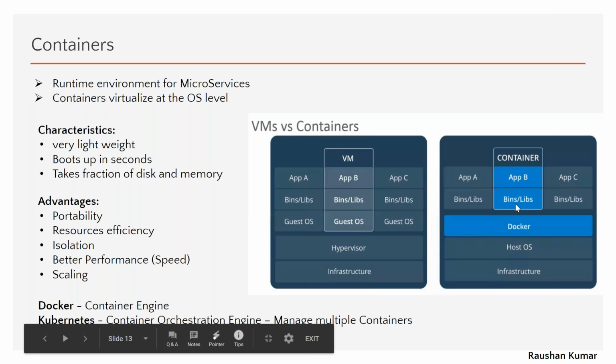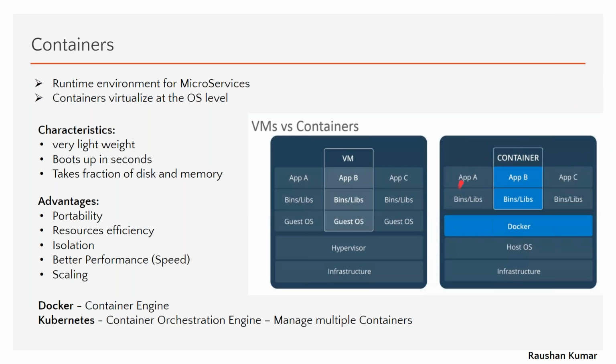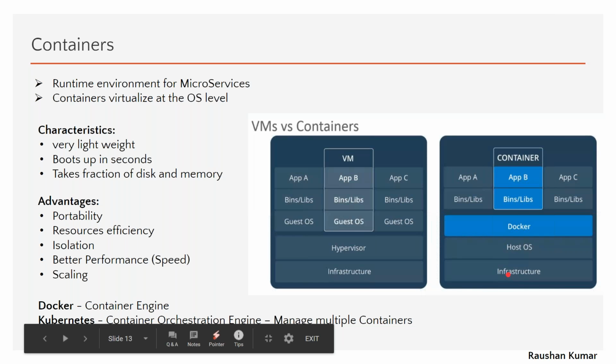In the case of container, let's understand what happens. Let's focus that this entire box here is one VM. Inside the one VM, I can create multiple containers. You can see I have app A, app B, and app C, 3 containers. This is the infrastructure here. Now this is the VM infrastructure, not the physical server infrastructure.